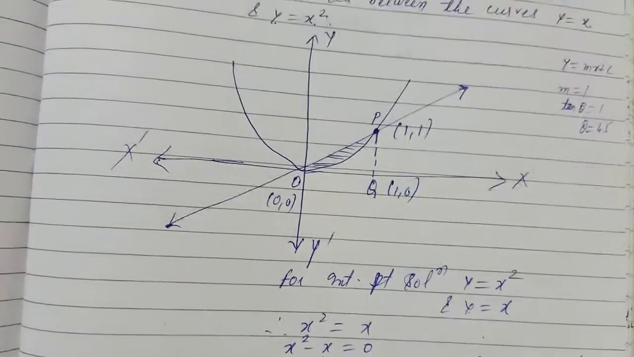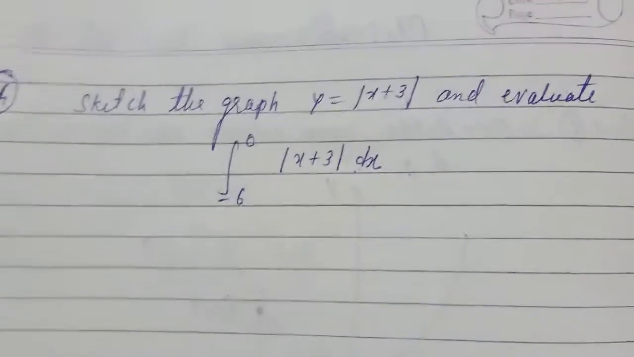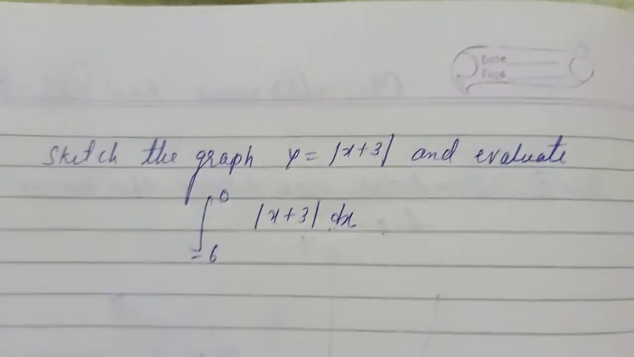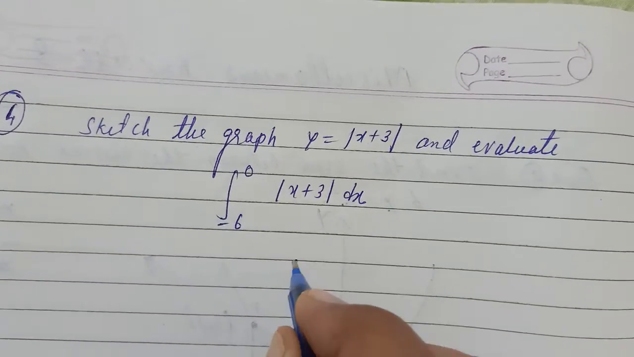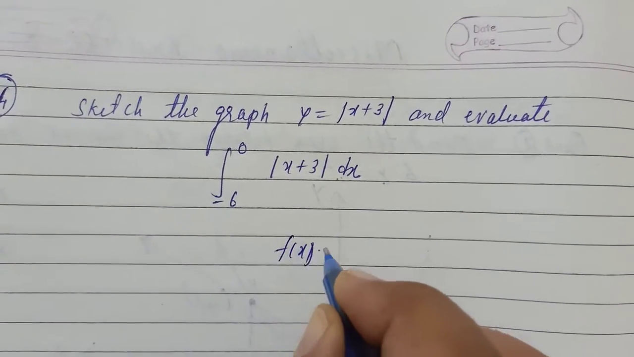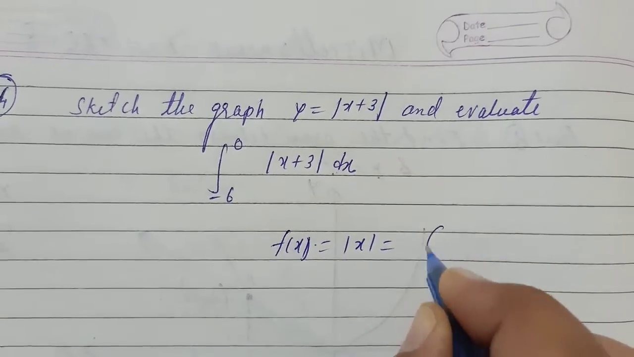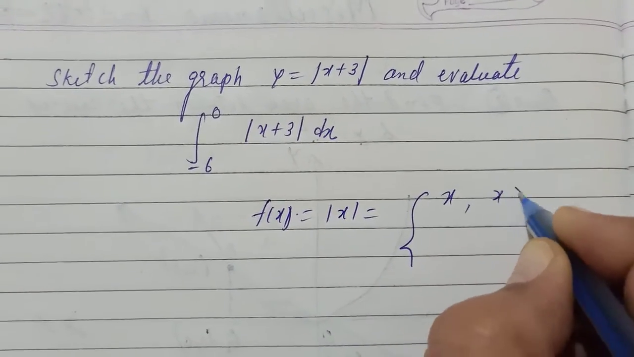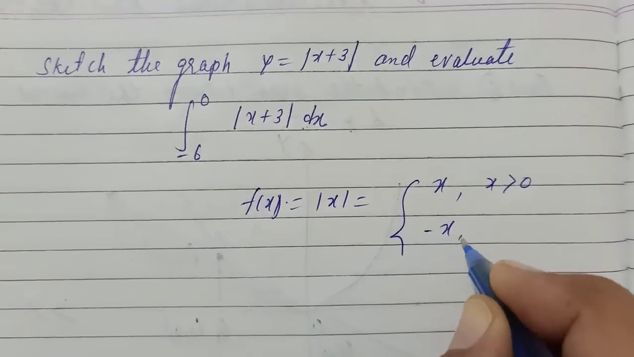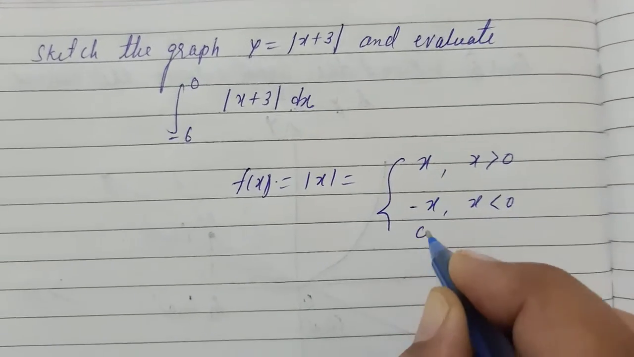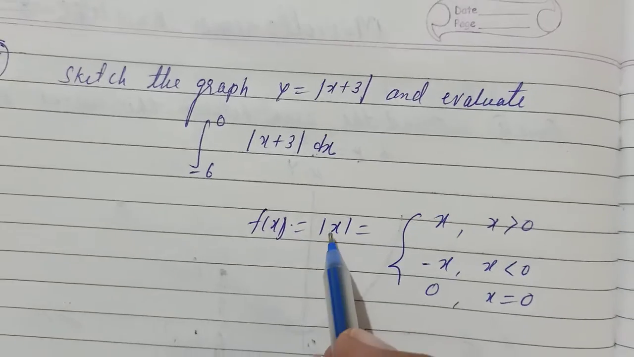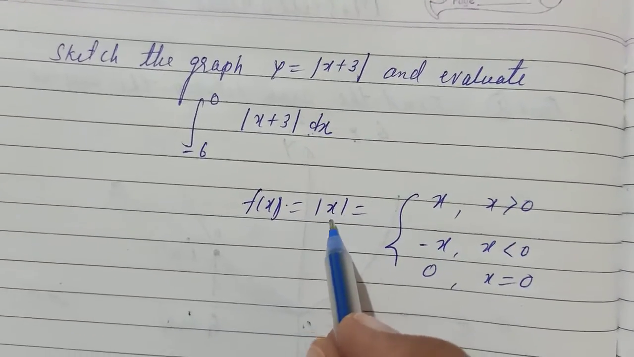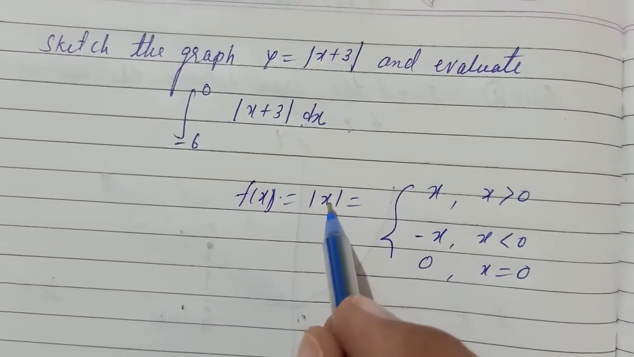Okay, now we do the next question. Question number 4: sketch the graph of y equal to mod x plus 3. We all know that f of x equals mod x. Its definition is: it is plus x when x is positive, it is minus x when x is negative, it is 0 when x equal to 0. We compare with 0 because along with x nothing is there.